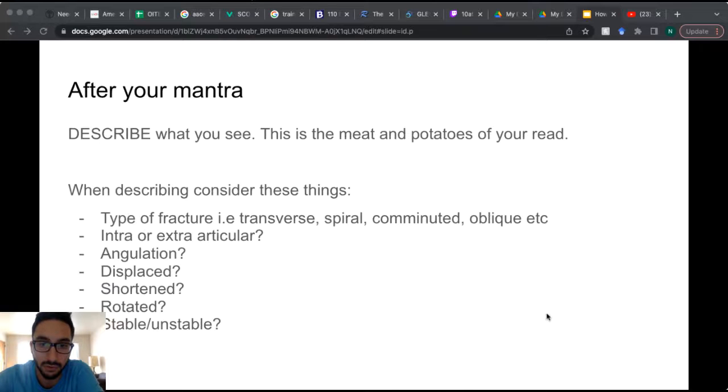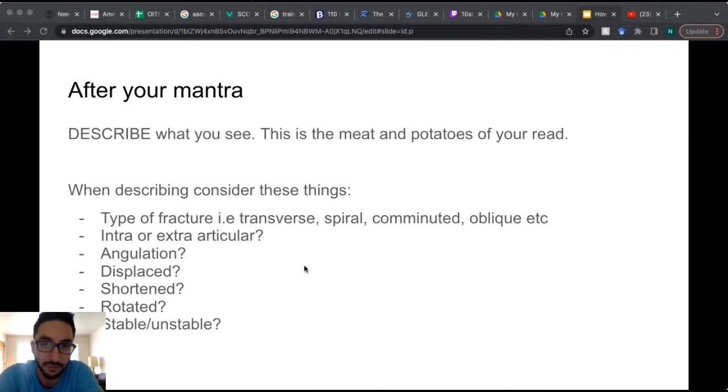So then let's go on to how you describe fractures. There's a lot of different ways to describe a fracture, and it also depends on which bone is fractured. So these are general considerations when reading an X-ray. You don't need to hit on every single one of these. You want to hit what's pertinent to that fracture pattern.